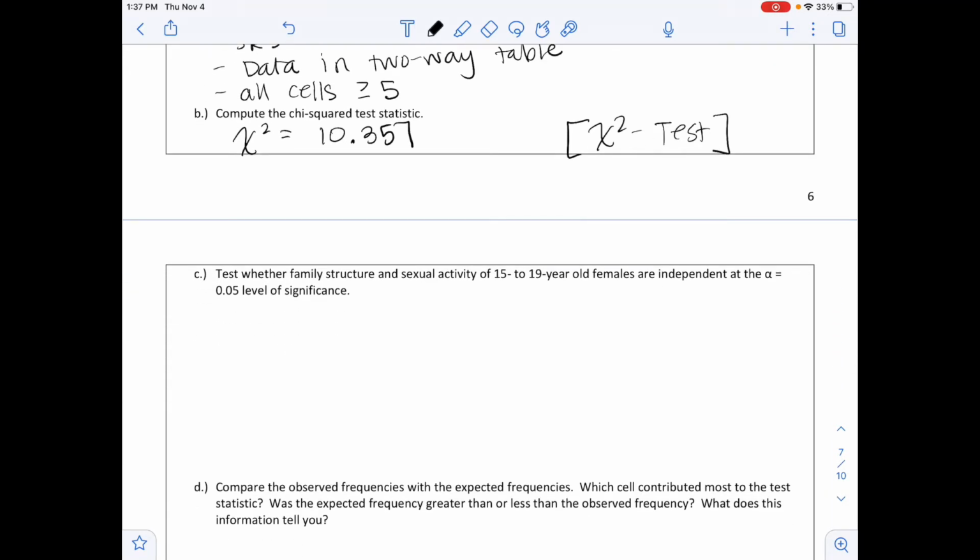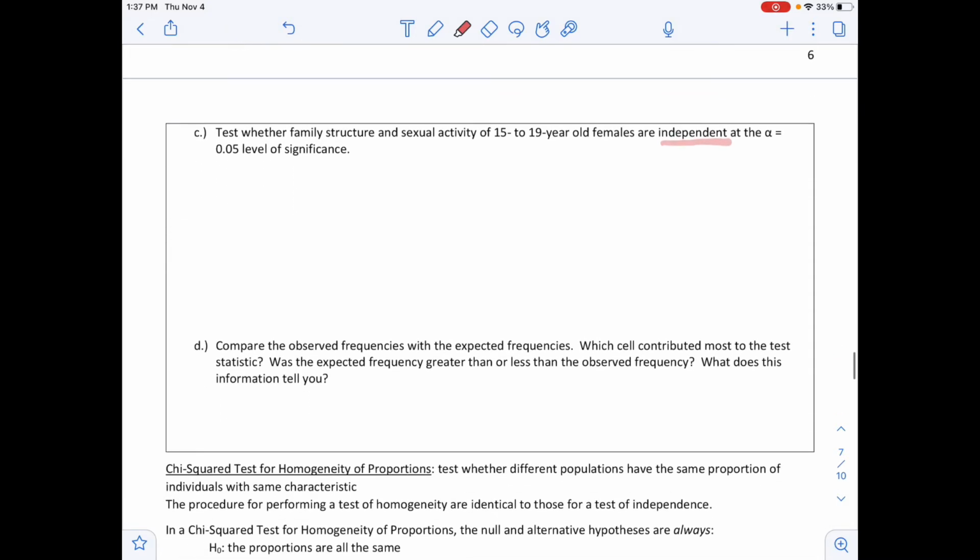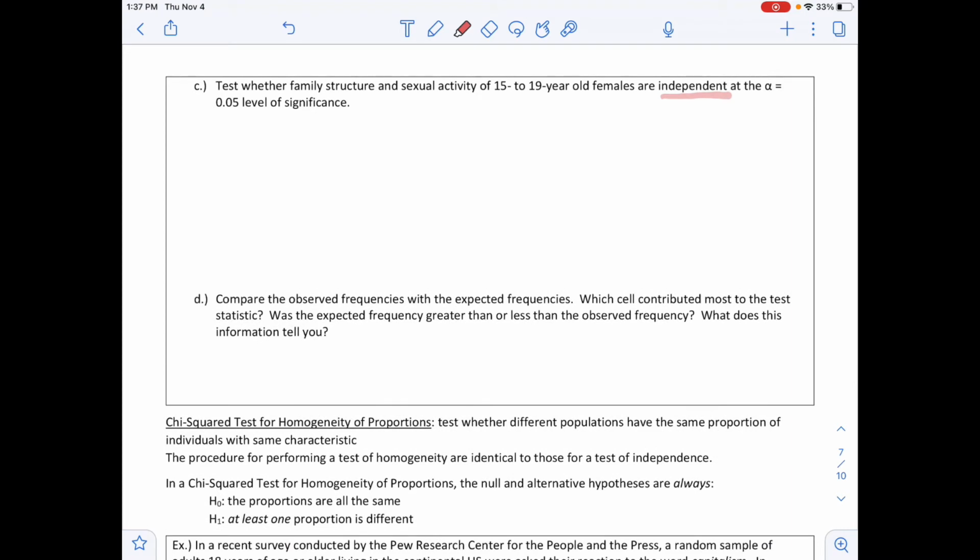And part C says to test whether family structure and sexual activity of 15 to 19-year-old females are independent at the alpha equals 0.05 level of significance. A lot of times students struggle with understanding what test they need to use for these types of problems that are presented in chapter 11. Since it says independence, right away I know I'm going to be doing the chi-square test for independence. So look for those keywords before you start the problem.